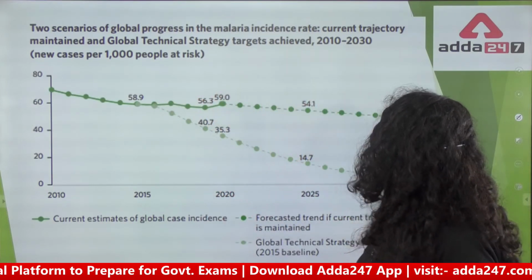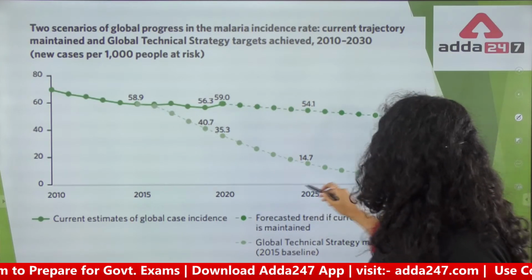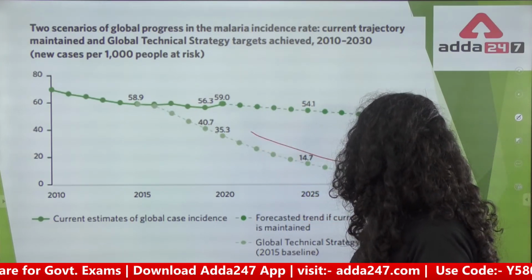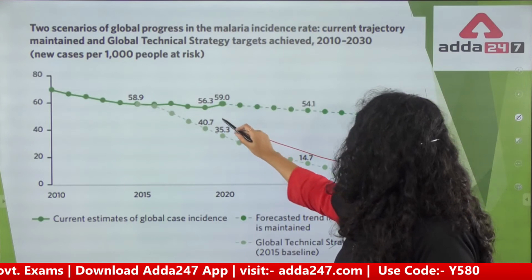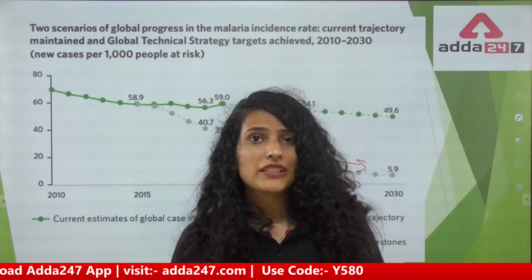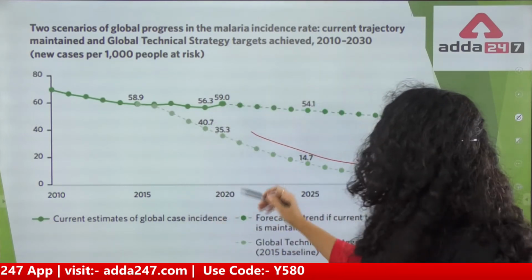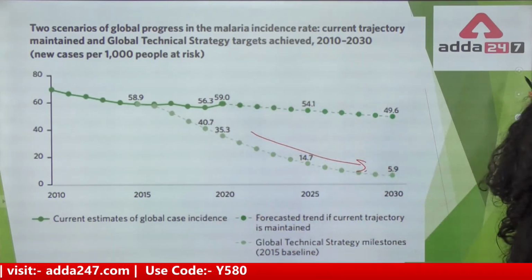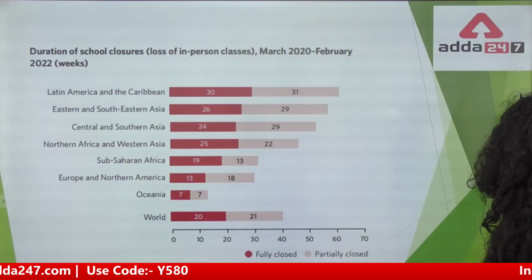Malaria cases also increased. Malaria cases were projected on a downward trend, but because of the pandemic and because of disruption in healthcare delivery services, right, the cases of malaria have also seen a stark increase.